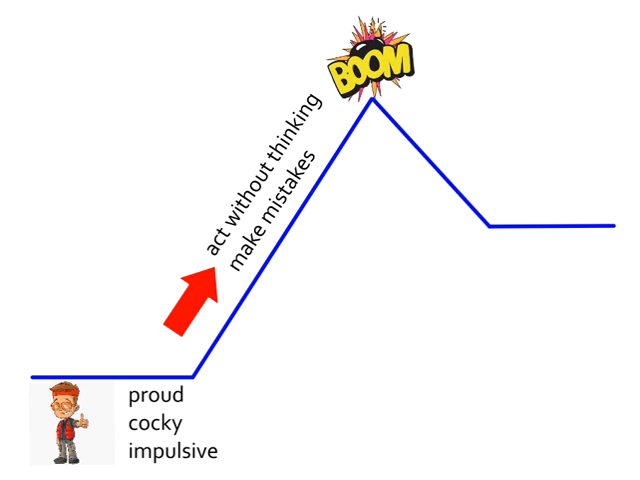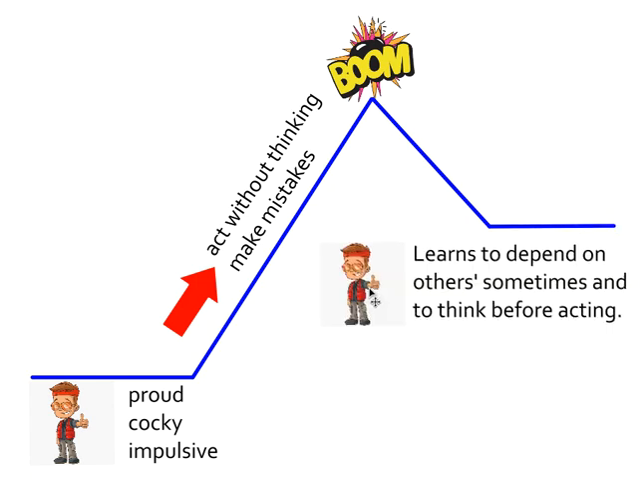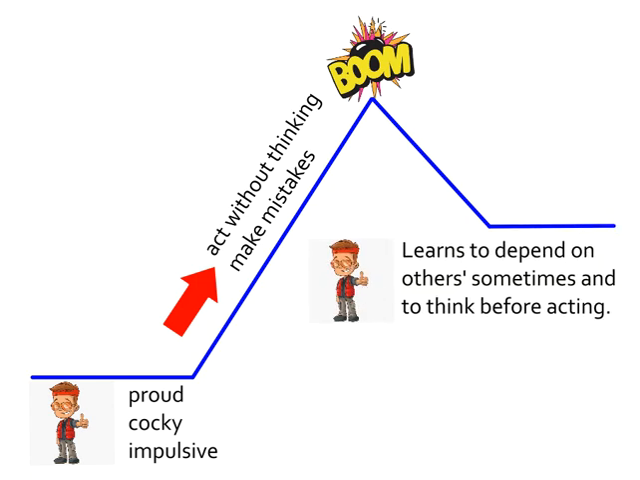In the end, our resolution, the character is actually going to learn from these character flaws. They're going to change in some way. So for example, my character in the resolution might learn to depend on other people, that he is not the strongest or the smartest, that he actually needs other people to survive. Or he might learn that he needs to think before he acts. He needs to stop being so impulsive.